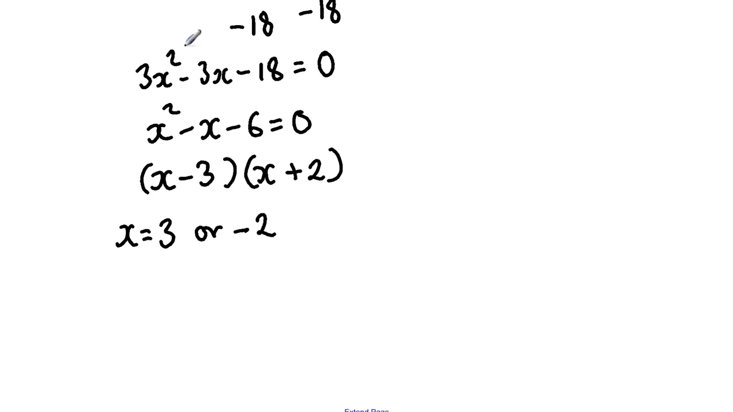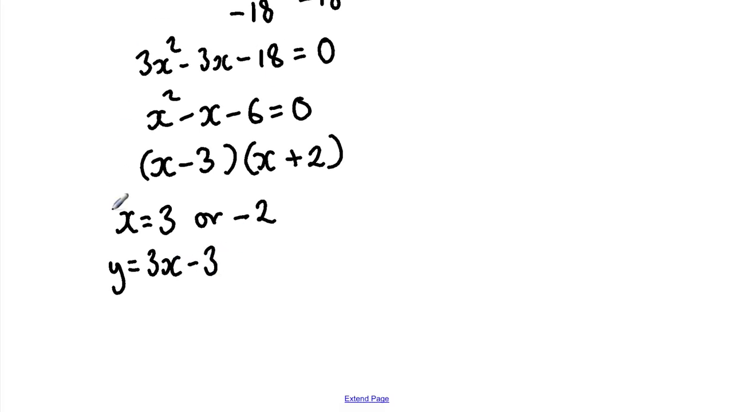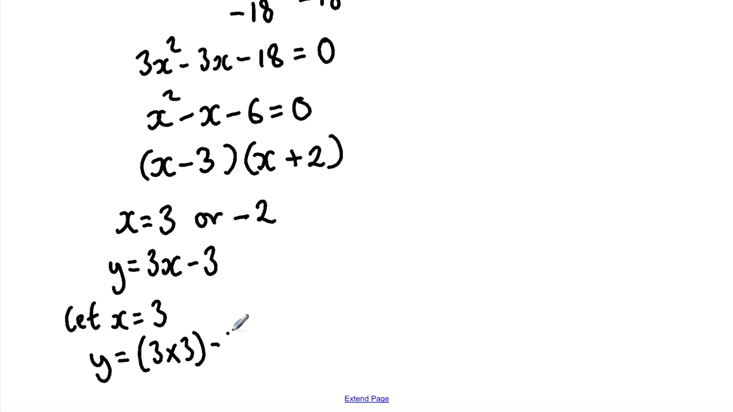Now I'm going to be finding the values of y by substituting the values of x into equation 2. Equation 2 was y is equal to 3x minus 3. So when x is equal to 3, let x equals 3. I'm going to substitute into this equation. So y is equal to open brackets 3 times 3, close brackets, minus 3. 3 times 3 is 9, minus the 3 is 6. Therefore, when x is equal to 3, y is equal to 6. So we have 3 and 6.